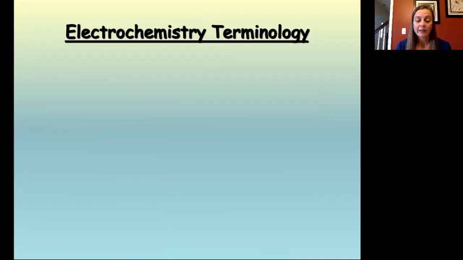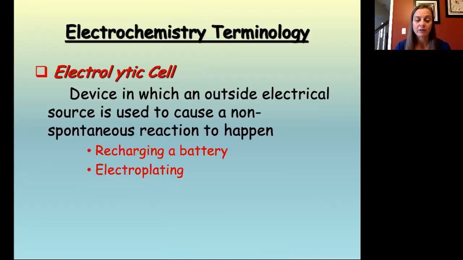Now, an electrolytic cell is one where we have an outside source of energy that is used to cause a non-spontaneous reaction to happen. So we can think about things like recharging a battery or electroplating, and both of those are electrolytic cells. We use an outside electrical source to make the non-spontaneous reaction happen.